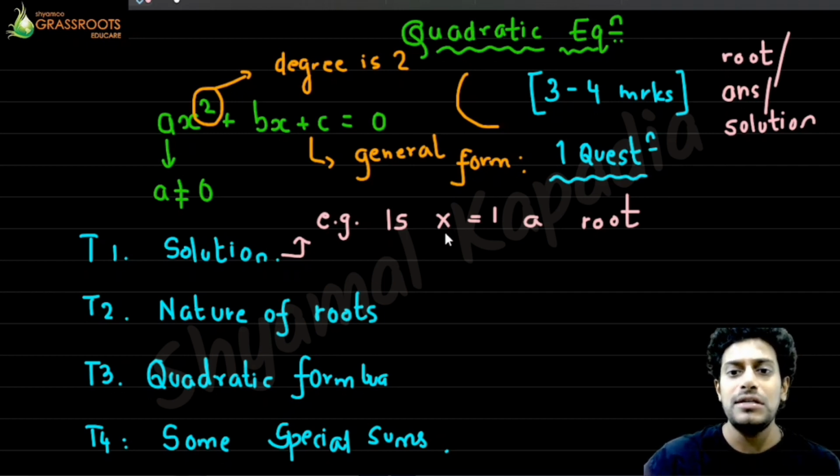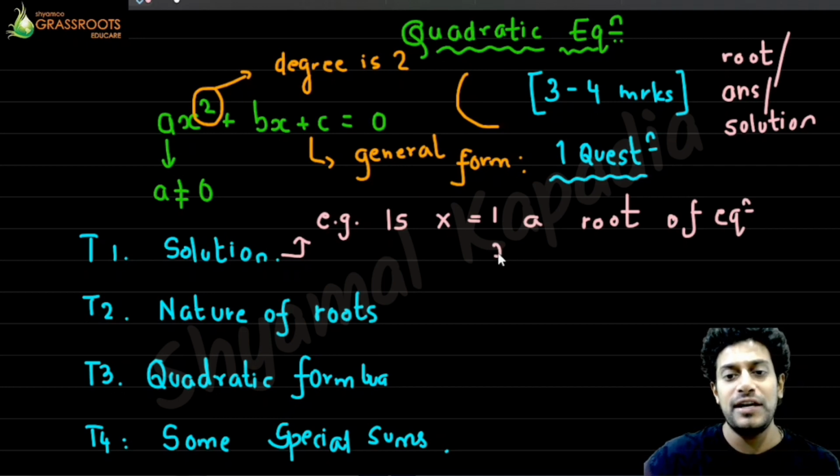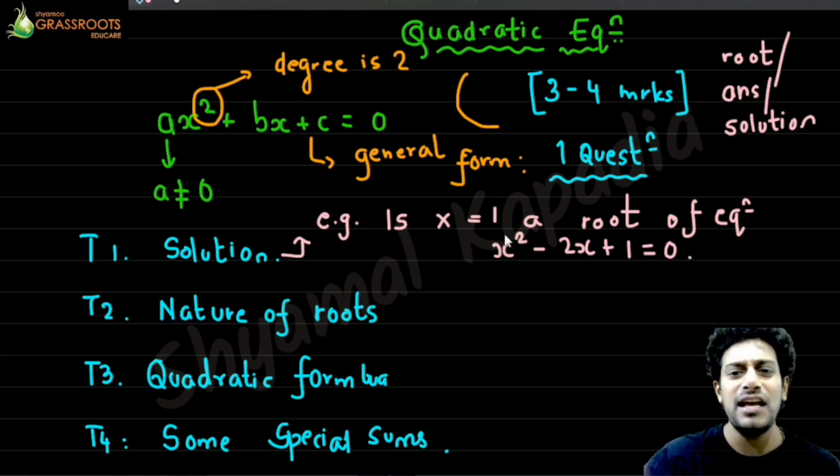So my question is, is x equal to 1 a root of the equation x square minus 2x plus 1 equal to 0? Now what do you mean by this? I'll simply say, this value x equal to 1, please put it in the LHS, the left hand side of the quadratic equation. So please do that. I will start.